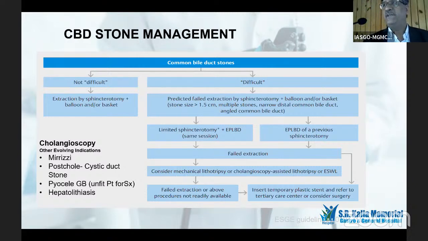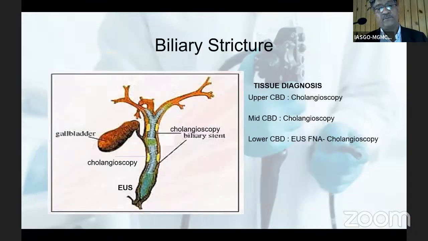But if we have a difficult CBD stone, we call a difficult CBD stone a stone which is more than 1.5 centimeter in size, or when the CBD stone size is larger than the distal duct. There are multiple packed stones. There are narrow distal common bile ducts, angled common bile ducts, Mirizzi syndrome, post-cholecystectomy cystic duct stones, bile duct stones with gallbladders which are not fit for surgery, and hepatolithiasis. These are the situations where normal routine ERCP will fail, and we will need the help of cholangioscope.